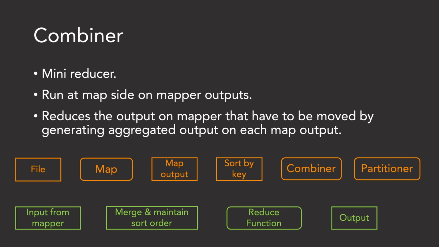So the combiner and partitioner work on the map side only, not on the reduce side. If you see, the functionality at the reduce side remains the same. There are no additional components, but you can have a combiner and partitioner at the map side.